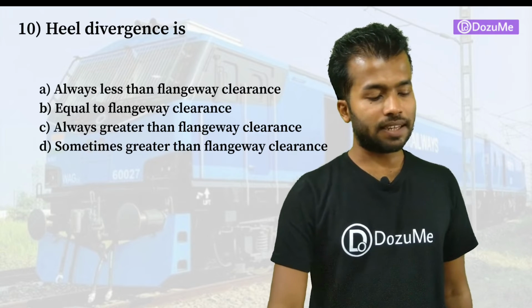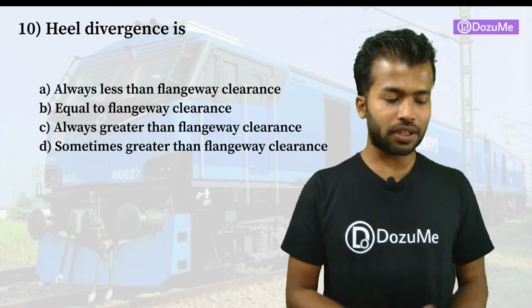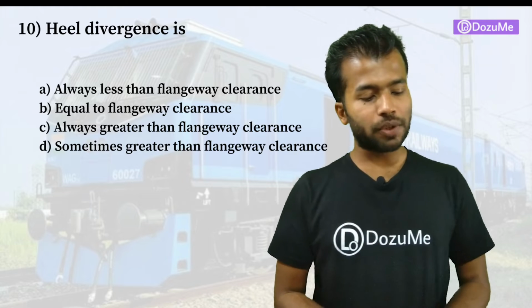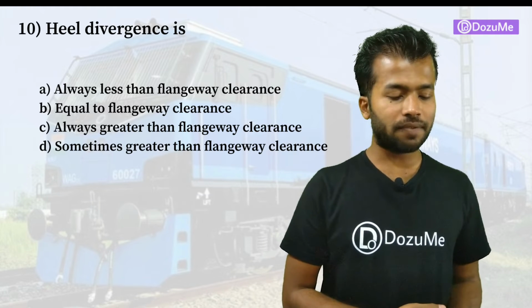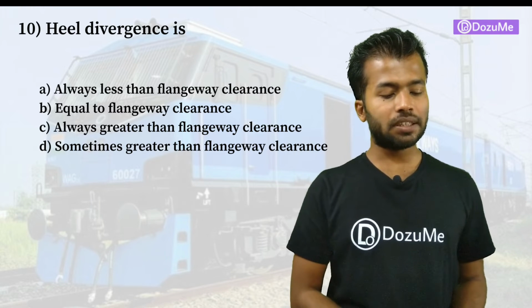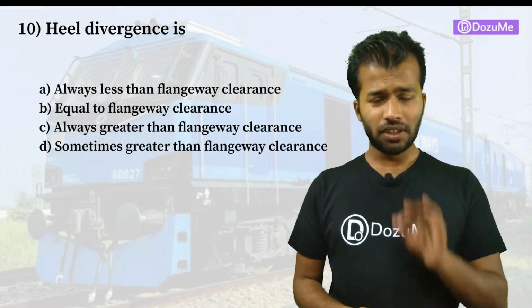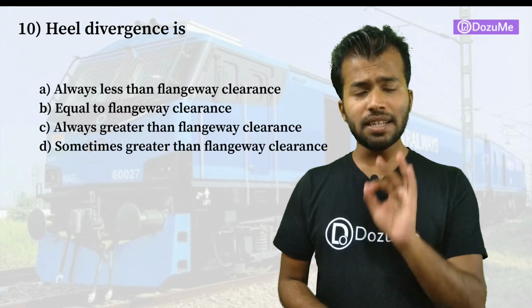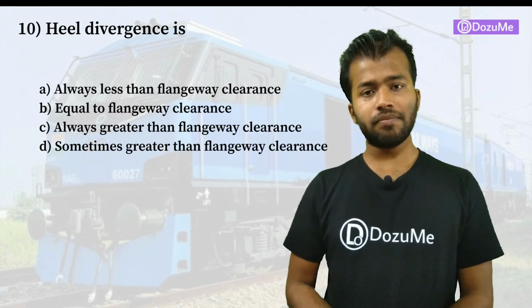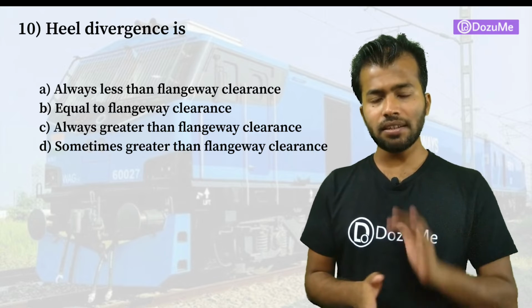Okay. Question number 10. The heel divergence is always less than the flangeway clearance. Option B, equal to flangeway clearance. Option C, always greater than the flangeway clearance. Option D, sometimes greater than the flangeway clearance. Comment it. What is flange clearance? If you know the answer, comment it.